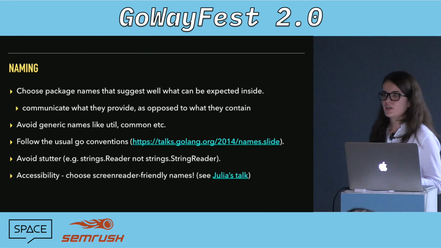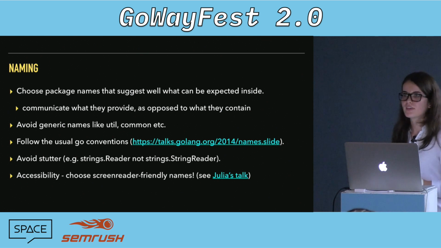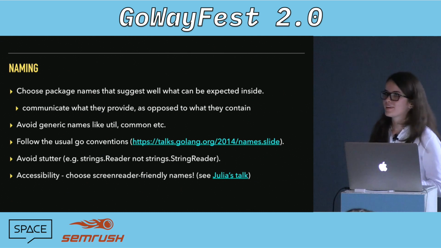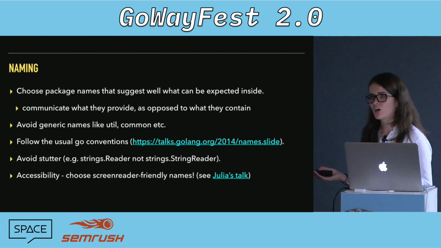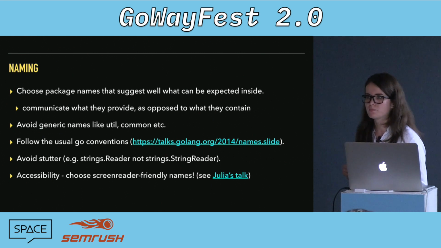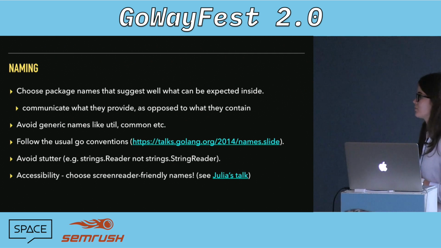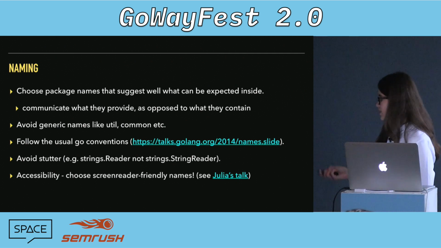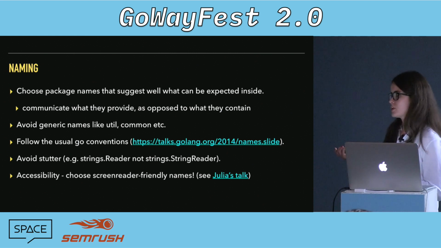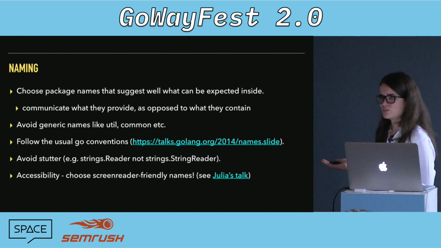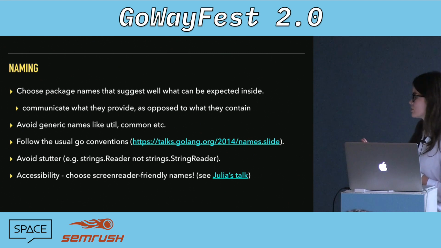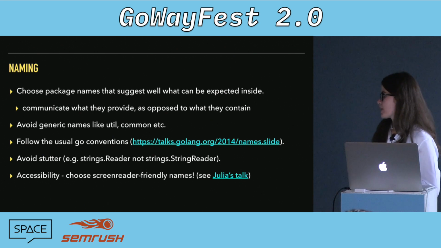We all know there's two hard things in computer science: naming, cache invalidation, and off-by-one errors. So a few words on naming, besides that it's hard. Choose package names that suggest well what you can expect inside. Avoid generic names like util and common, because they just end up being a dumping ground for lots of unrelated stuff over time. Follow the usual Go conventions. There's a link to Andrew Gerrand's talk, a very short talk on the usual Go naming conventions. Avoid stutter, so things like strings.StringReader. And think about accessibility.